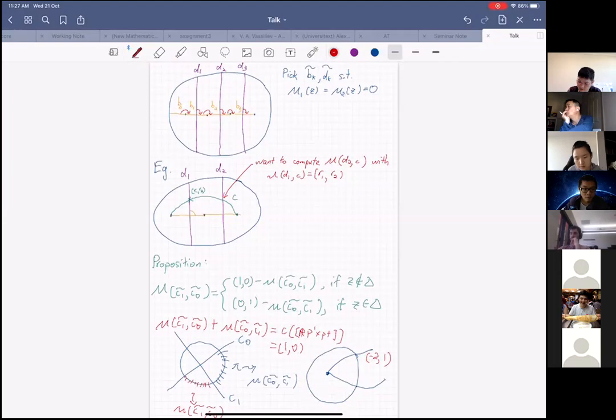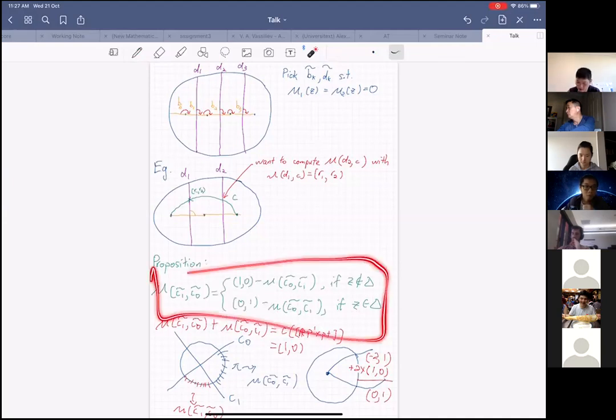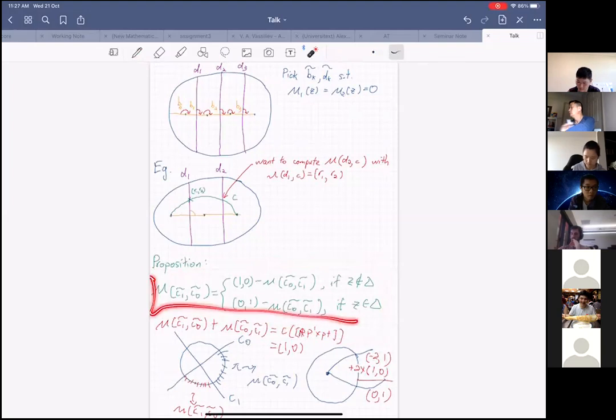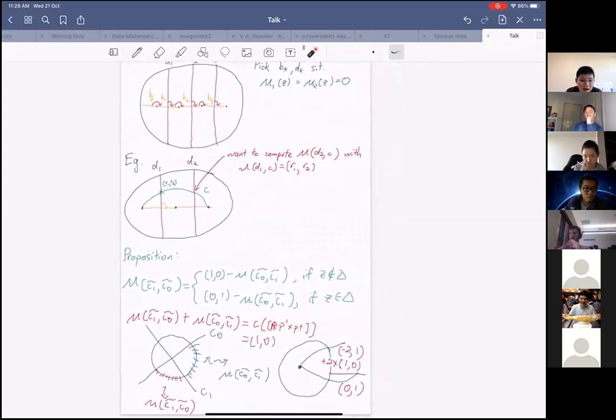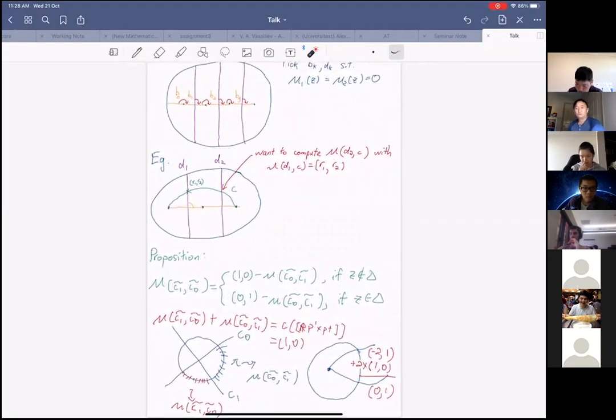Let me write it down. So plus 1, 0, but this one times 2. Plus 2 times. So you get 0, 1. So that's why there's a 0, 1 here. Okay? So if you swap, they have this kind of property. It's not symmetric, but you have this proposition here. Okay. Any questions? This also sheds some light on how you compute these mu stuff.